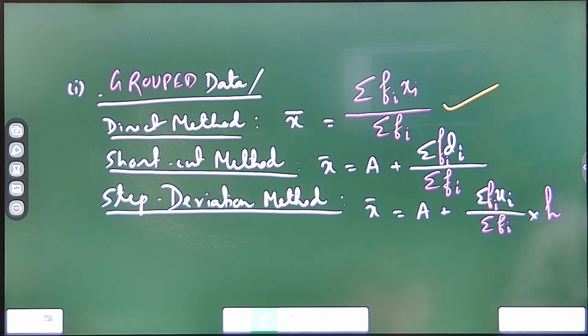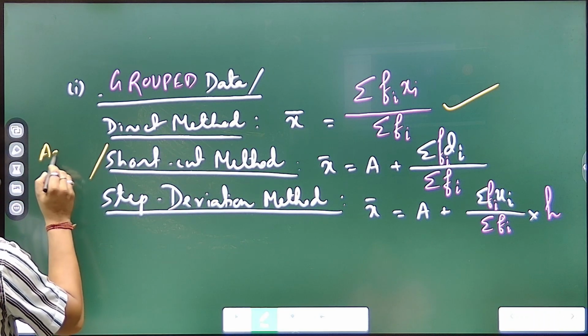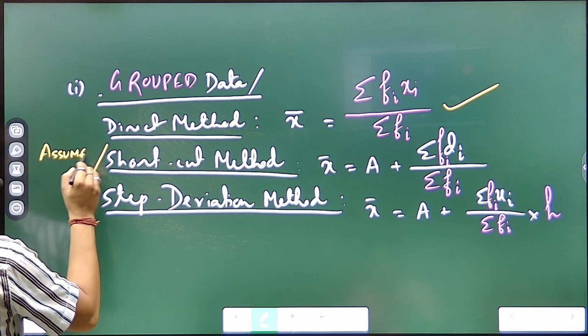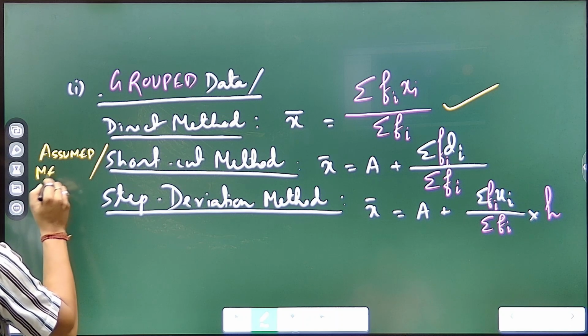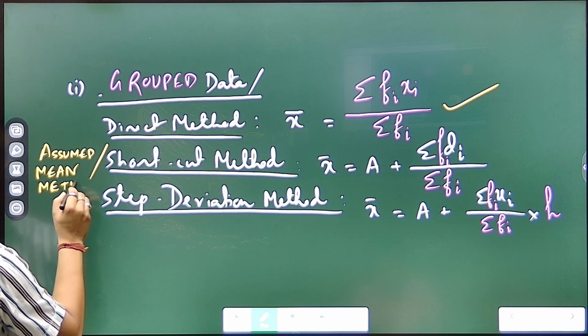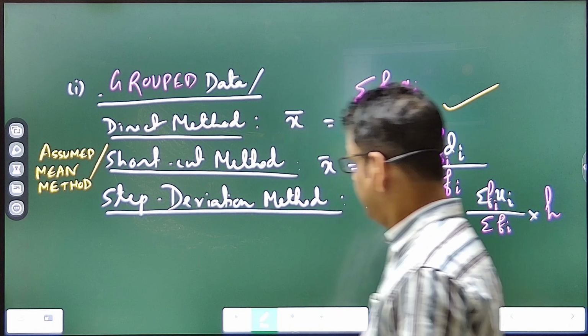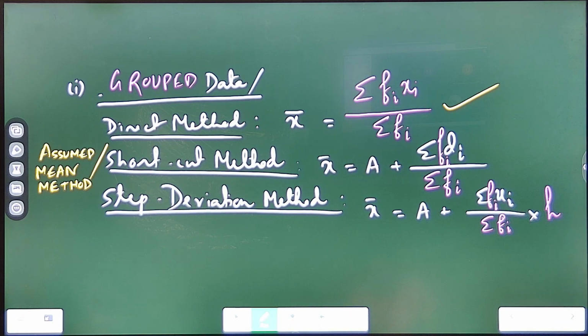The second one I'm going to start now is the shortcut method. It is also called the assumed mean method, or sometimes the indirect method. So the direct method is done. Now the second one, the assumed mean method. Assumed mean, so the mean we assume ourselves. The other method name is shortcut, of course. So let me explain this method now.